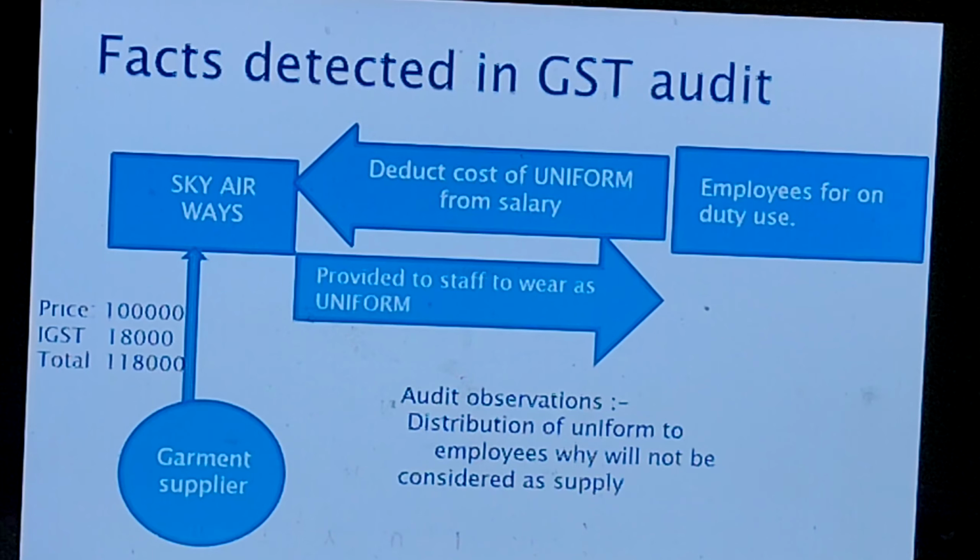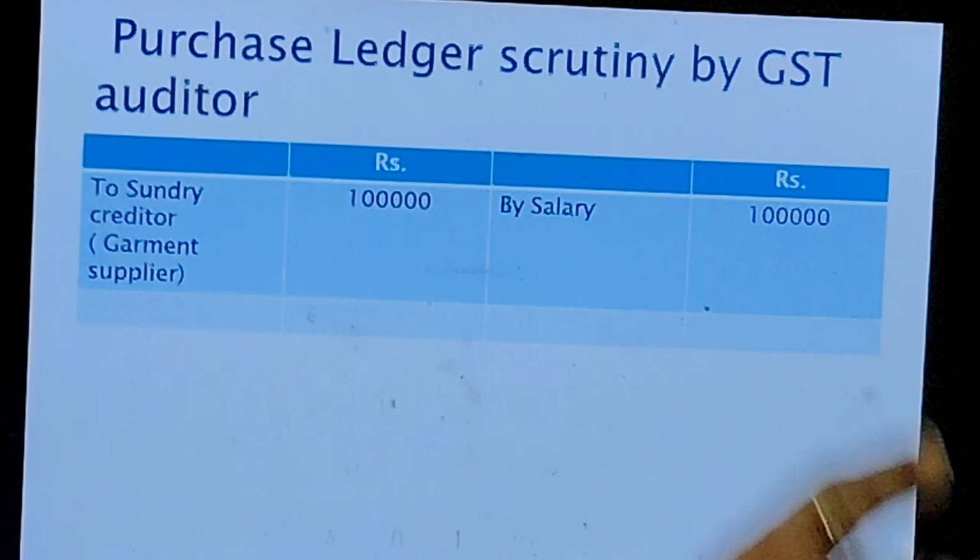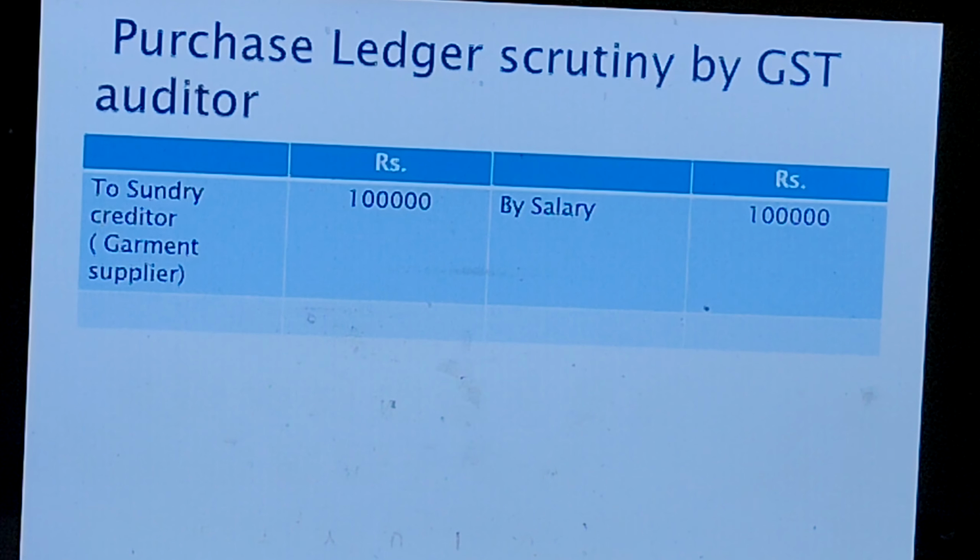GST authority, while scrutinizing its purchase ledger, noticed an entry. Look, they saw that purchase ledger is credited with salary account, and then they gave it a deep dive to unearth the facts of recovery of cost of uniform from employees.